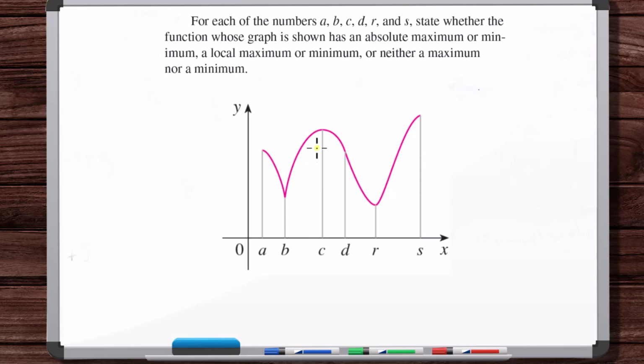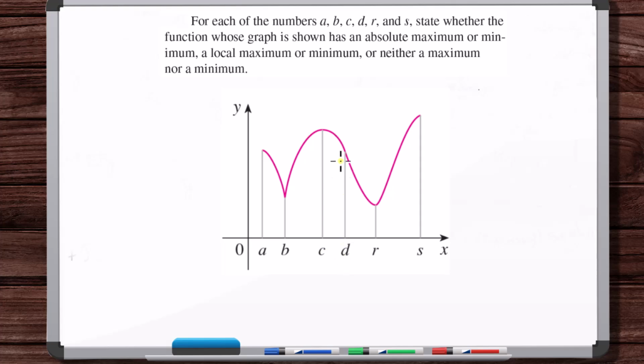Okay, point C. It's not a global max or min because it's not the absolute largest or smallest value on this interval, but it is a local max because we can specify an open interval around this point, and the value at C is greater than or equal to all the values within that open interval.